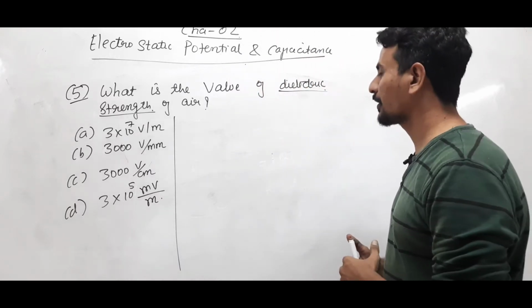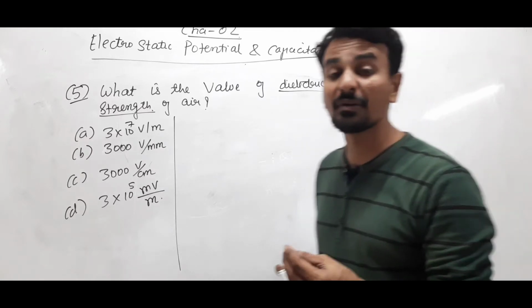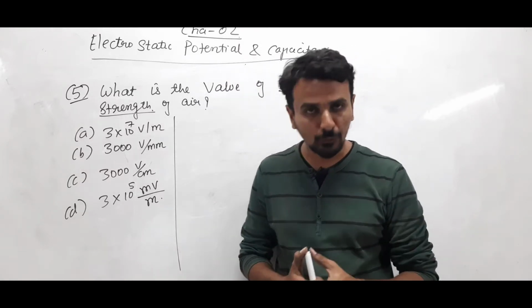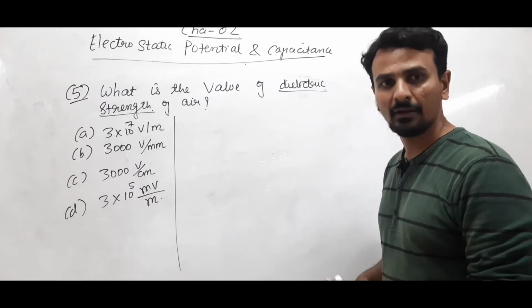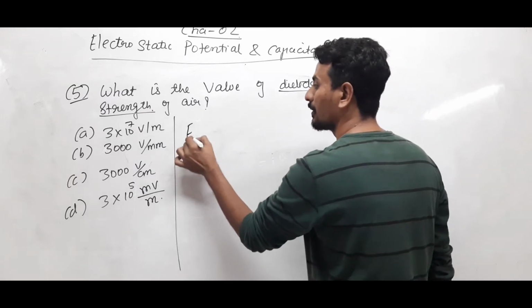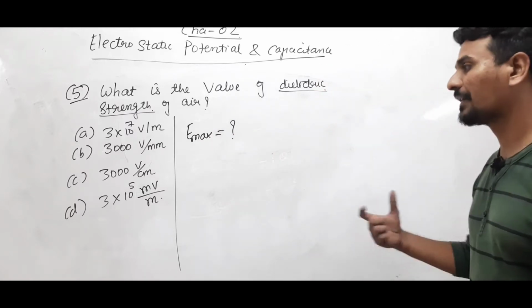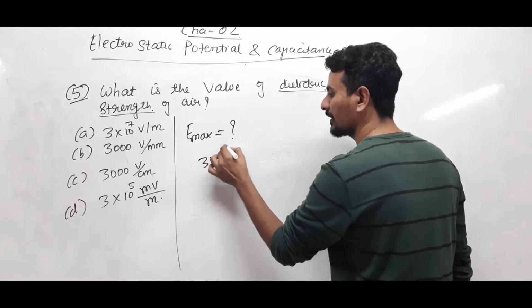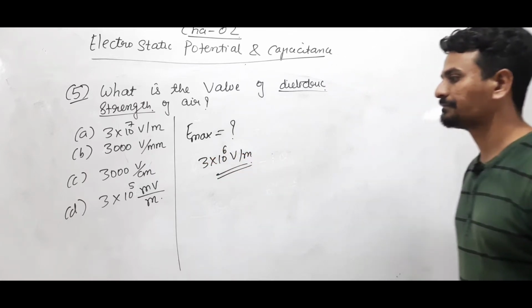So the question is, what is the value of dielectric strength? Dielectric strength means the maximum value of electric field up to which air behaves as an insulator. So this maximum value of electric field is known as dielectric strength, right? So they are asking you the maximum value of electric field up to which air will behave as an insulator. So the value is 3 into 10 raised to 6 volt per meter. This is the value, right?